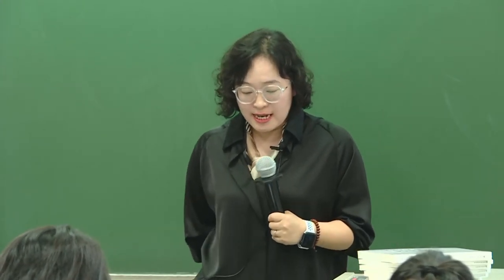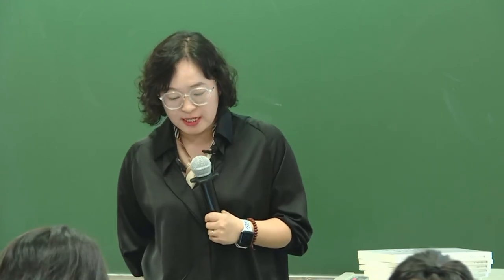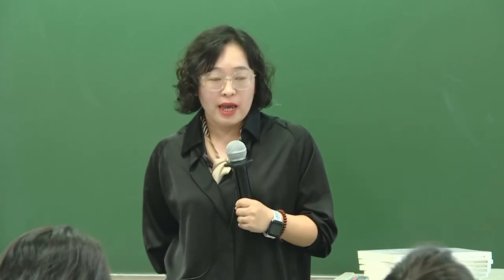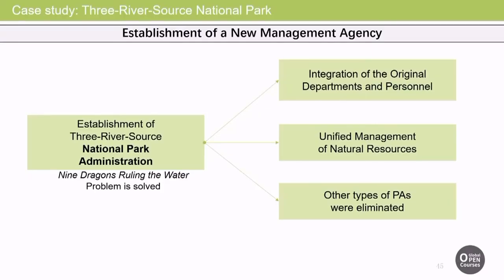First, the Sanjiangyuan National Park Administration was established to integrate the original departments and personnel involved in the management of this area. So the unified management of natural resources was achieved. After the establishment of the pilot national park, other types of protected areas were eliminated. So this solved the problem of the Nine Dragon Ruling Water situation, right?